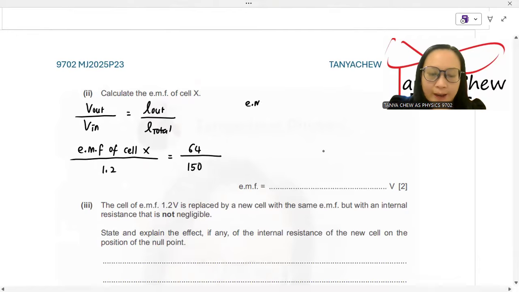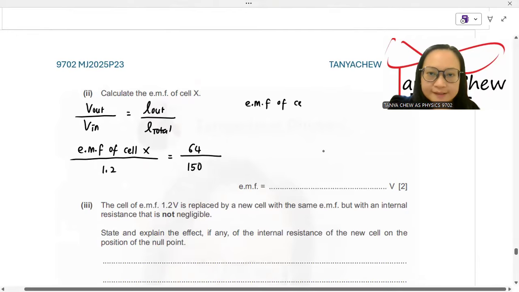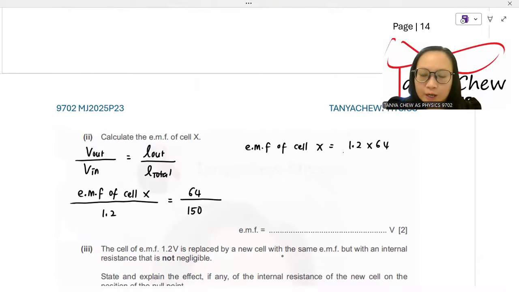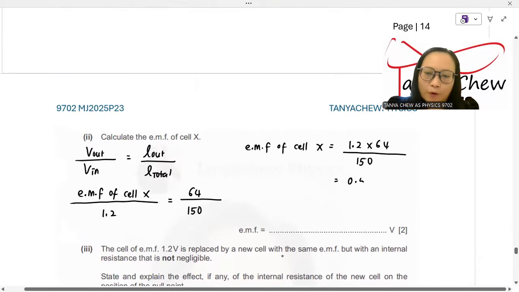Therefore, EMF of cell X is equal to 1.2 times 64 divided by 150, and I got 0.512 volt. 0.512 volt is my answer.